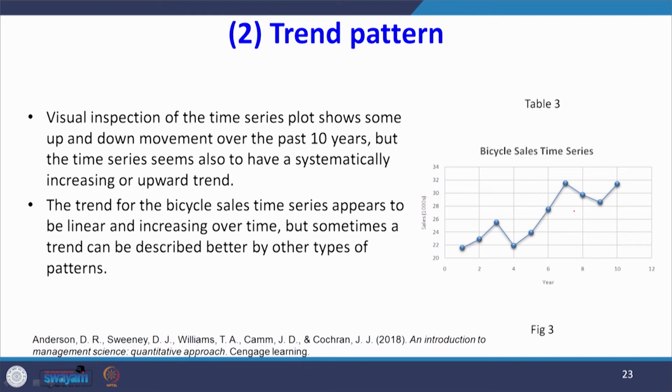Visual inspection of the time series plot, please look at the right hand side, shows some up and down movement over the past 10 years, but the time series seems also to have a systematically increasing or upward trend. So, initially it is increasing, then decreasing, then increasing, then decreasing, then increasing. The trend for the bicycle sales time series appears to be linear and increasing over time, but sometimes a trend can be described better by other types of pattern, that may be non-linear also.